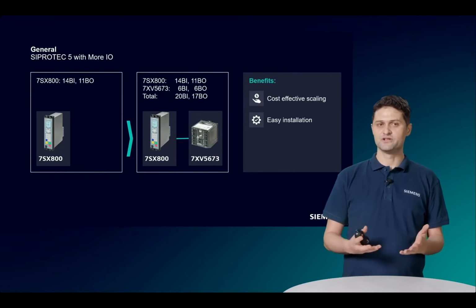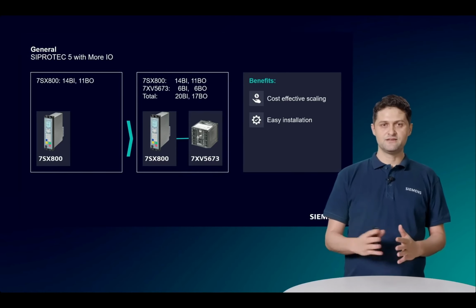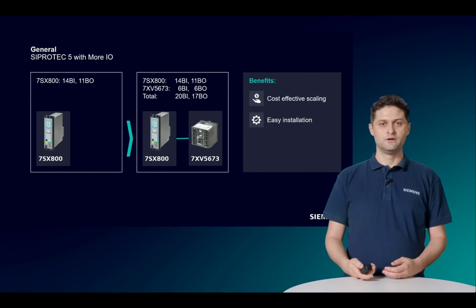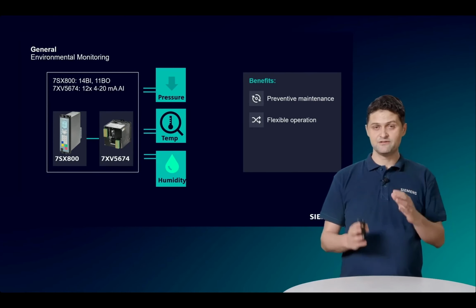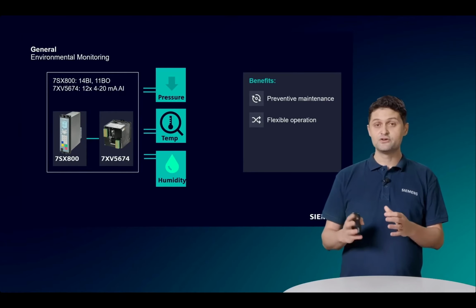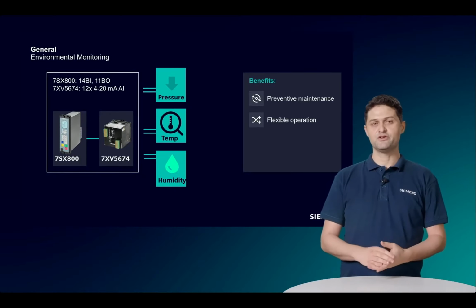It is worth mentioning that you don't actually need an Ethernet-based connection. It is also possible to use serial connection if budget is a concern. And as you might as well guess, this application is not limited to 7SX800, nor the binary I/O unit. So you can connect any SIPROTEC 5 device to any Modbus capable I/O unit.